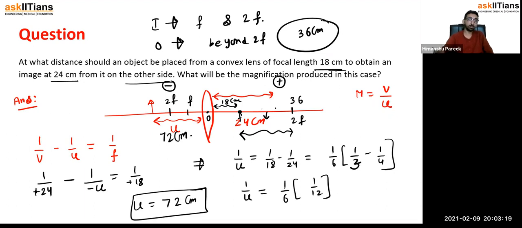Okay, so magnification produced will be how much? V over U. Now V is how much, guys? In this case, V is given as 24 and U is given as 72. So that would give us the magnification 1 by 3. So the image is coming diminished, all right? And yeah, the U was negative here, so minus 1 by 3, and it is inverted also. So it is according to our case which we have discussed in the previous topic.